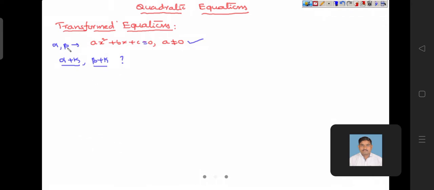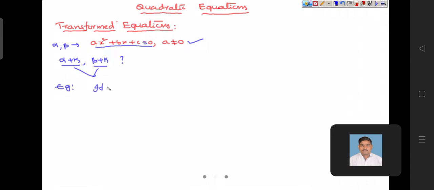If alpha, beta are the roots of ax² + bx + c = 0, and the roots are changed in a particular pattern, not only increased or decreased but also multiplied or divided, then according to these resulting roots we need to find one quadratic equation. That resulting quadratic equation is called the transformed quadratic equation of the given quadratic equation. So let us take one example.